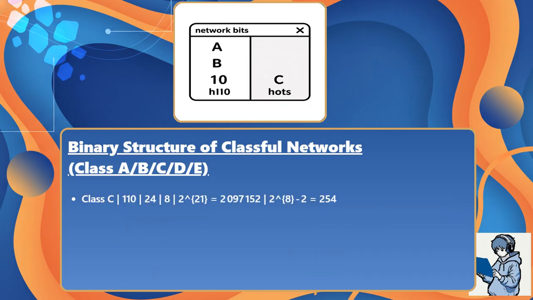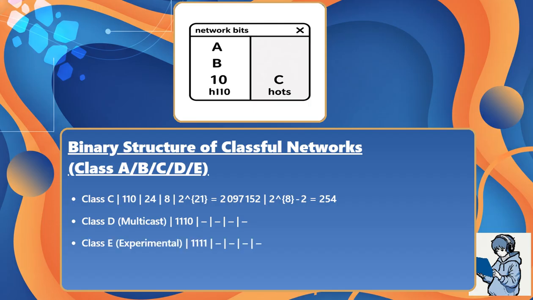Class C: first bits 110, network bits 24, host bits 8. Total networks 2 to the power 21 equals 2,097,152. Hosts per network 2 to the power 8 minus 2 equals 254. Class D, multicast: first bits 1110, remaining fields not applicable. Class E, experimental: first bits 1111, remaining fields not applicable.